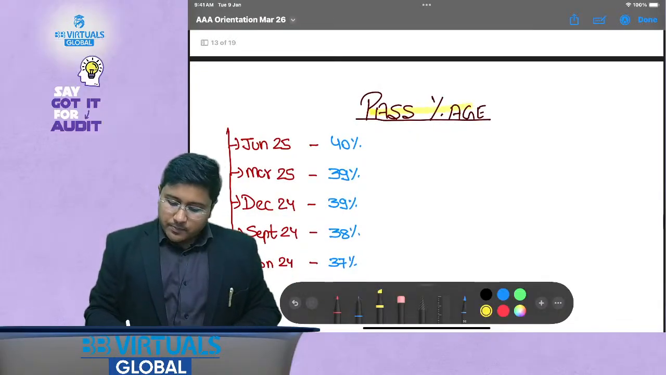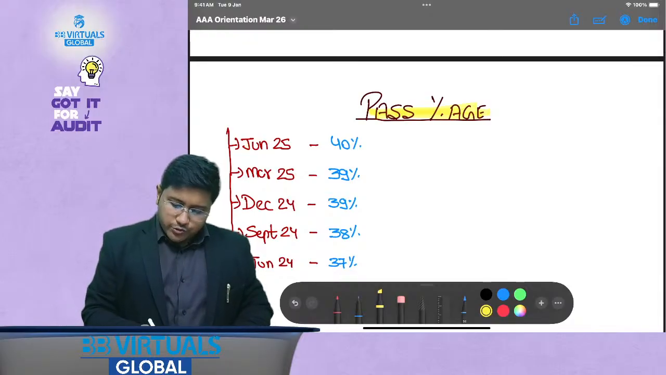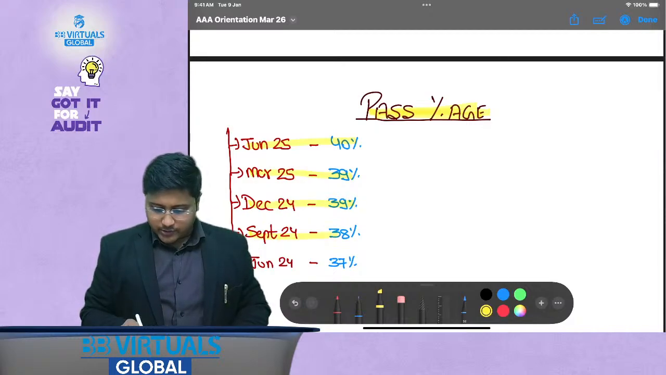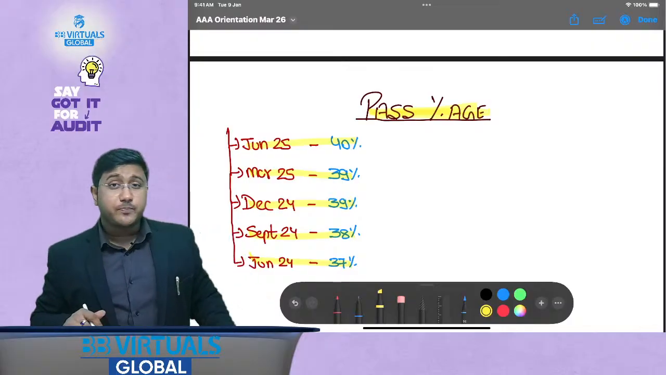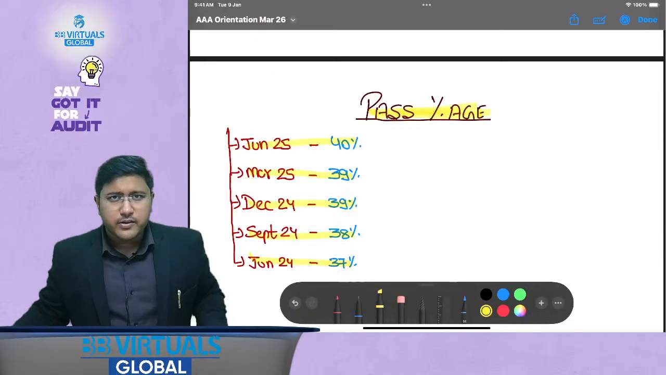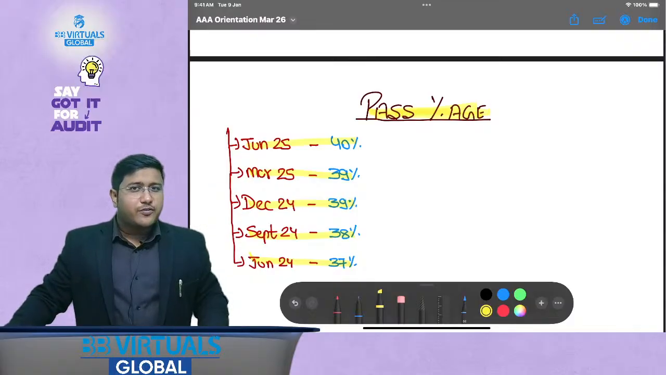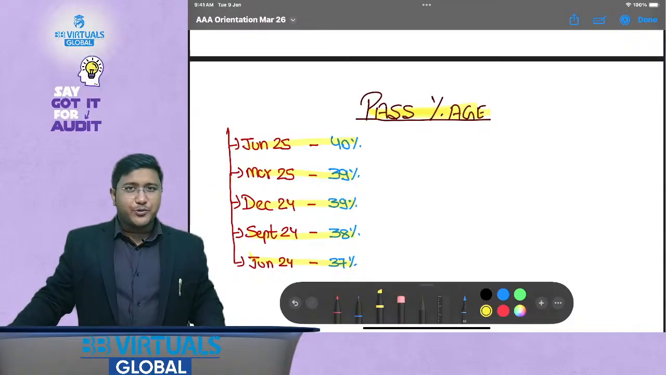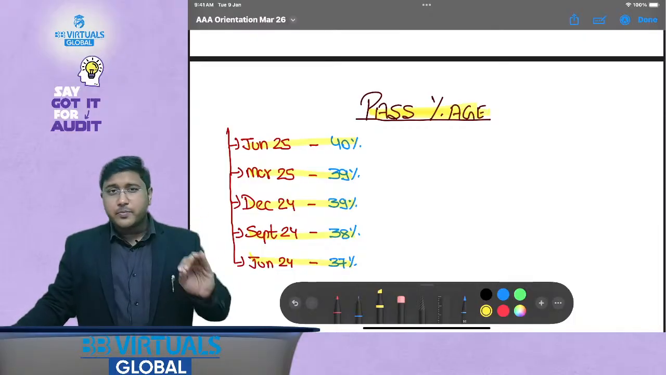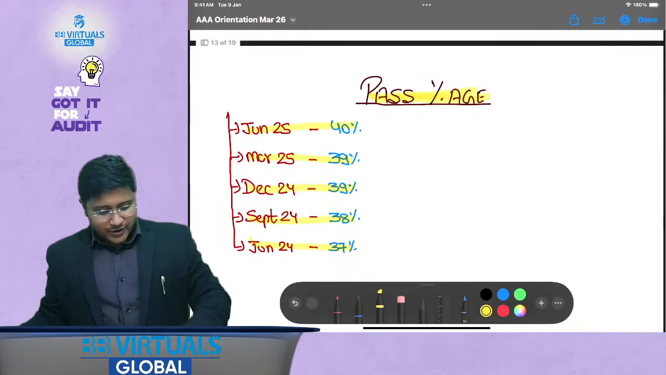Now, what are the pass percentages? As of now, June 25 pass percentage was 40%, March 25 39%, December 24 39%, September 24 38%, June 24 37%. So on average, the passing percentage is roughly 35 to 40%. Is that a good passing percentage? Yes, my dear friends. But is our result going to be 35-40%? No, it is going to be a minimum of 70 to 80%, my dear friends. So please understand that we have to cover everything and prepare to the best of your capabilities, and to the best of my capabilities also.